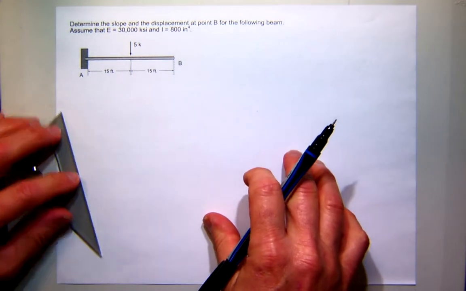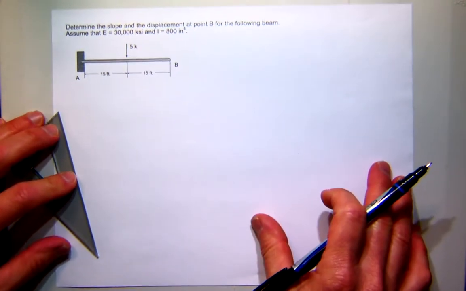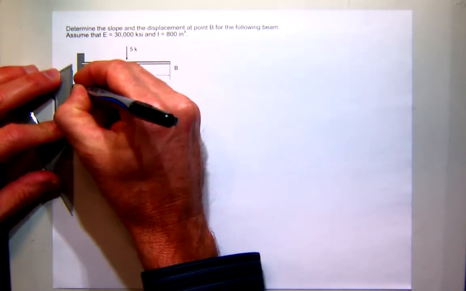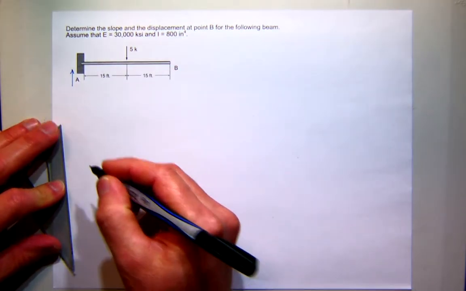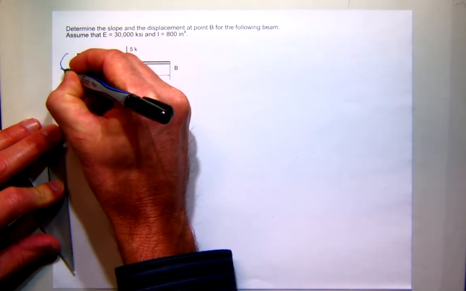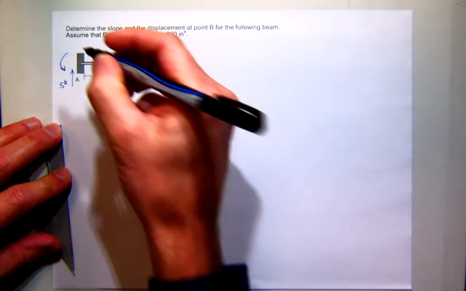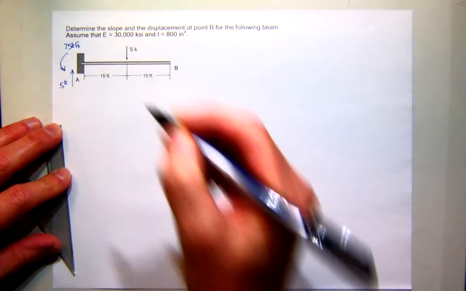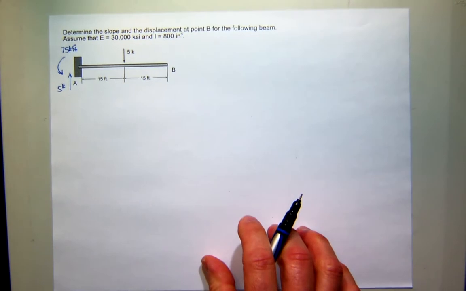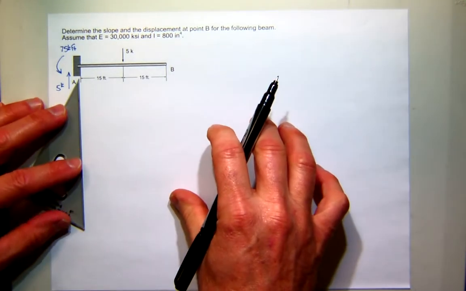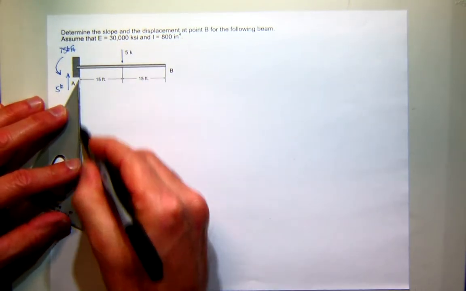I'm going to go ahead and, without explicitly doing it with our equations of equilibrium, find that the shear at A is 5 kips, and the moment at A is going to be 75 kip feet. If you took another minute or two, you could easily draw a free body diagram and find those reactions. So from that, I'm going to draw the shear force and bending moment diagrams.